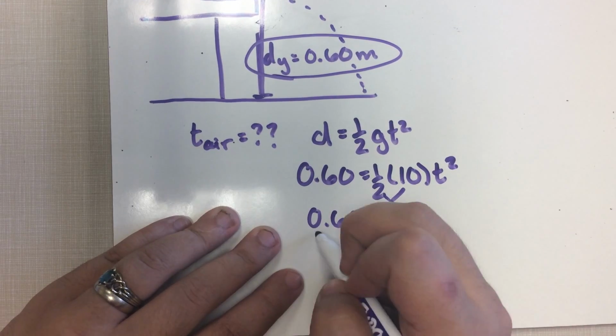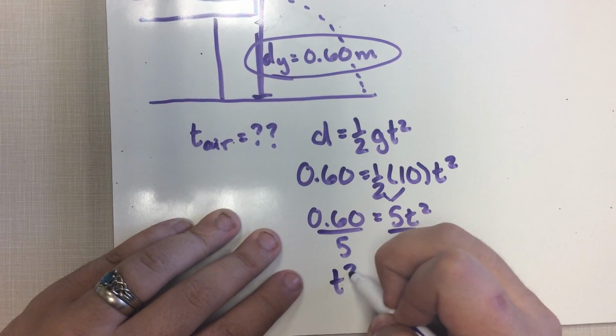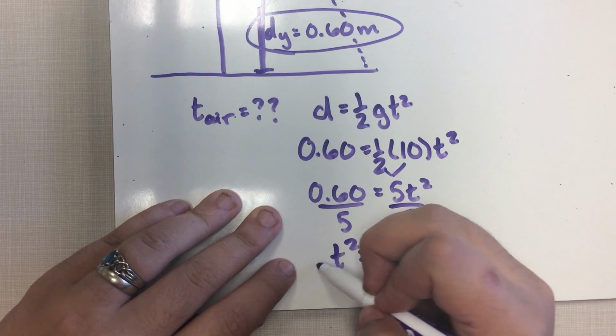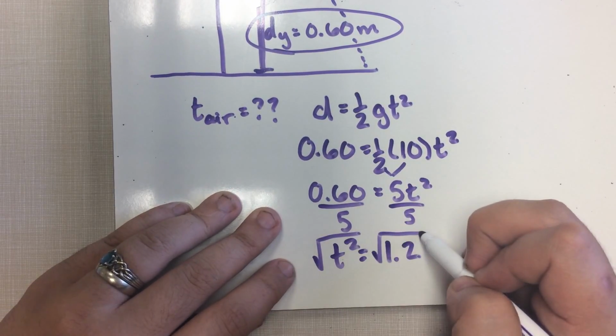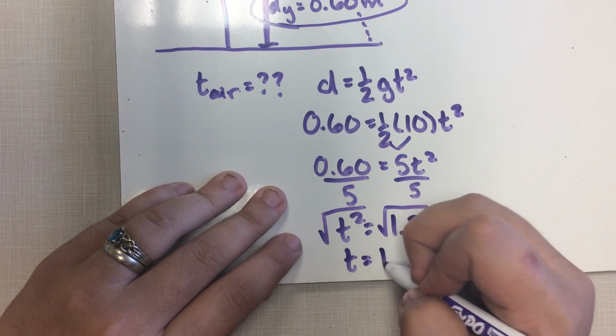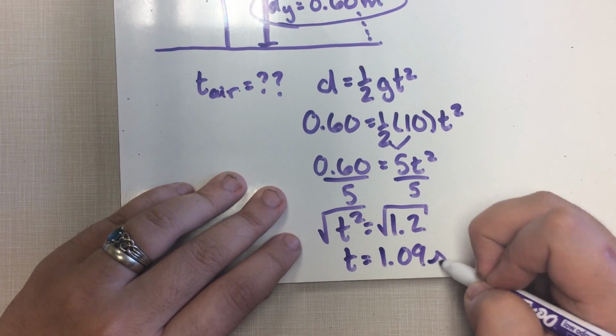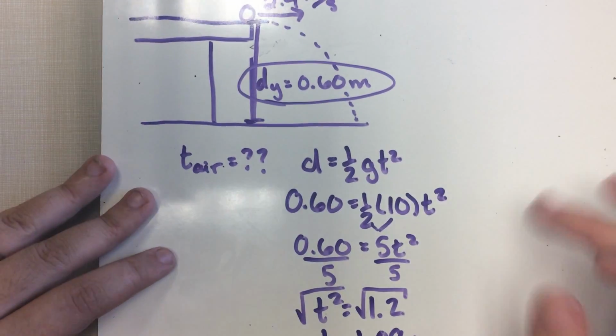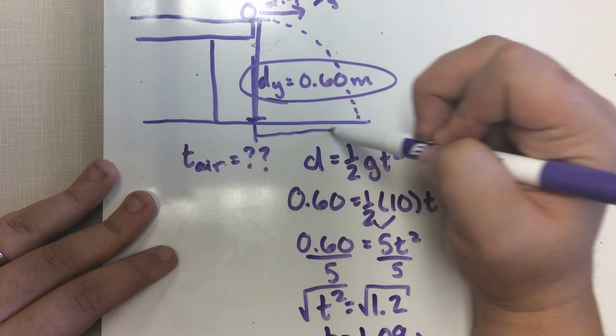Then I'm going to divide both sides by 5. So I get t squared equals 1.2. Now to get rid of the square, I need to take the square root of both sides. And that's going to give me t equals 1.09 seconds.